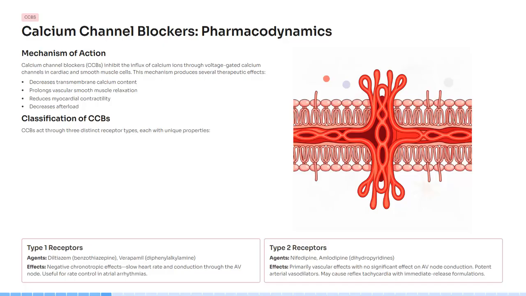You have type 2, like nifedipine and amlodipine. Those have primarily vascular effects with no significant effect on the AV node conduction. They may cause some reflex tachycardia with immediate release formulations.